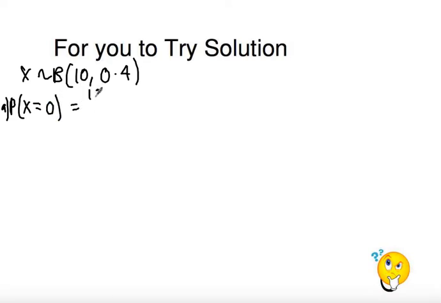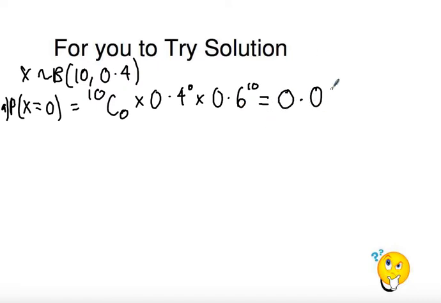So we've got 10 trials, choose 0 successes, times 0.4, that's the probability of success, to the power of 0 because there are no successes, times the probability of failure, so the difference between 1 and 0.4, to the power of the number of failures, and so there must be 10 failures. If you put this into your calculator and work through it, you should get an answer of 0.0060 to 4 decimal places.